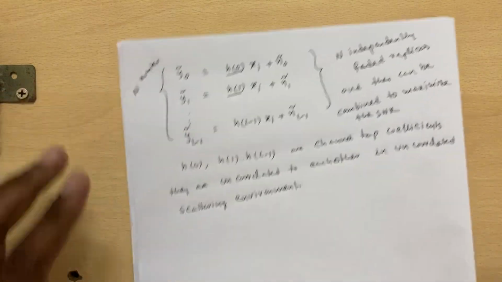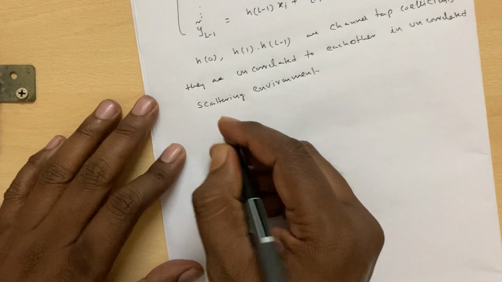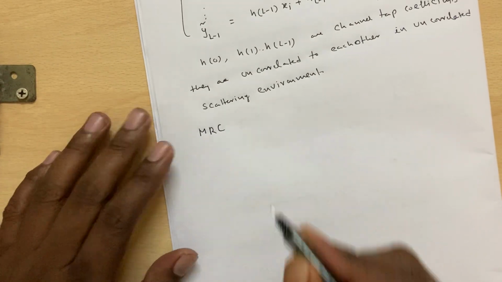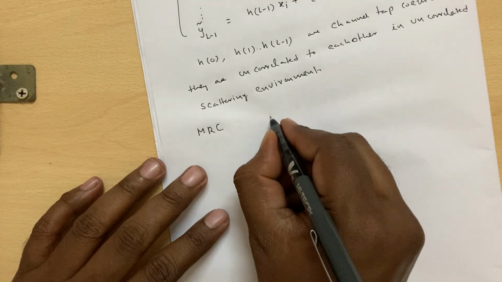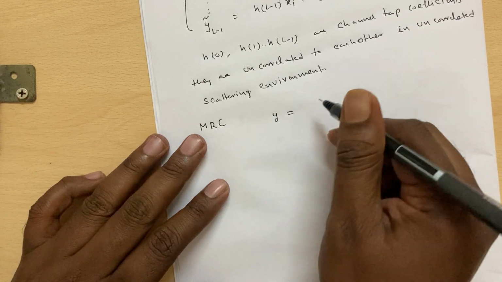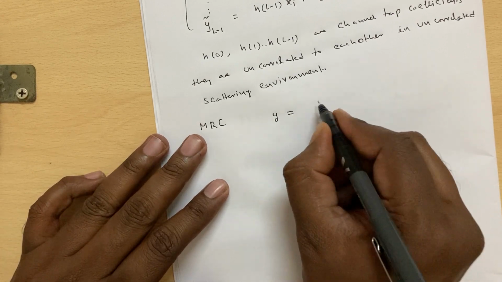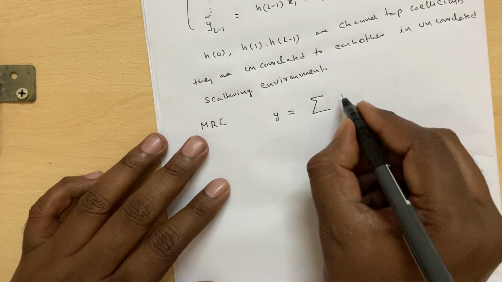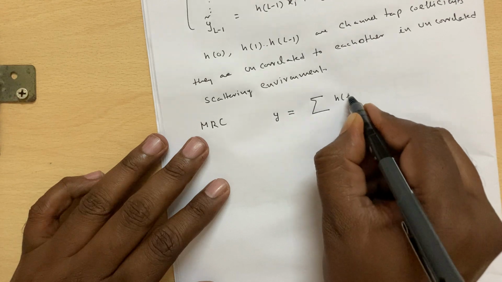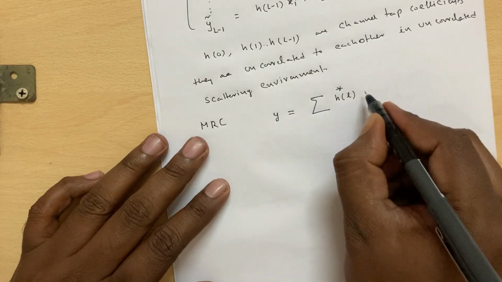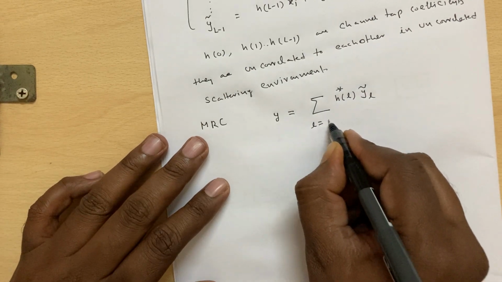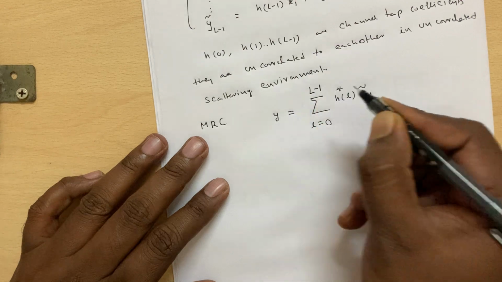So how do we combine? By using MRC, maximal ratio combining. One can combine all these L outputs to maximize the SNR, and then apply the maximum magnitude detection. So y is equal to the combination using maximal ratio combining. It will be through channel estimation: the receiver will have the channel tap coefficients, and h_l conjugate multiplies y tilde_l, where l is equal to 0 to L minus 1.